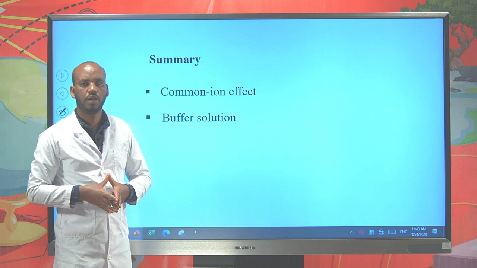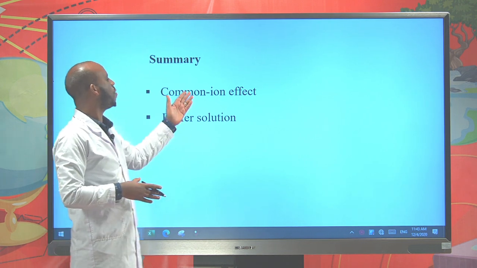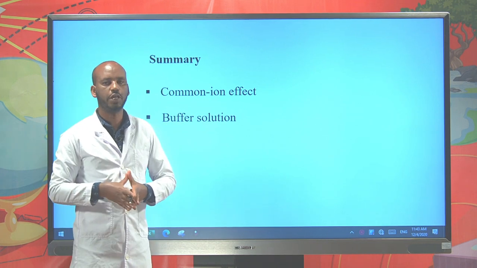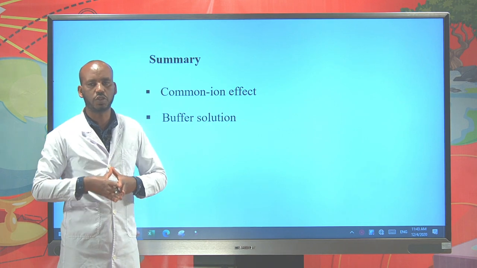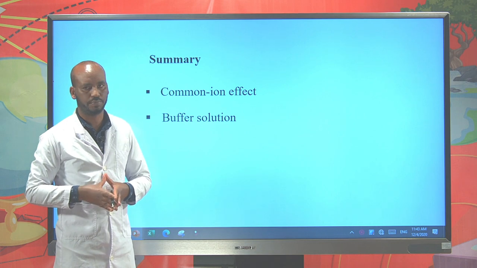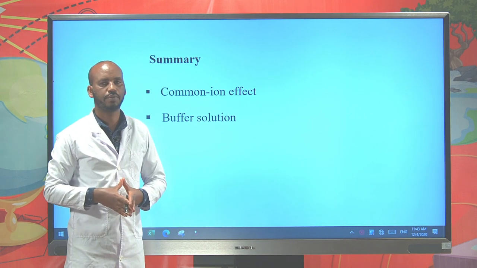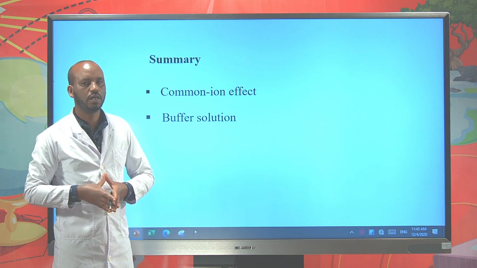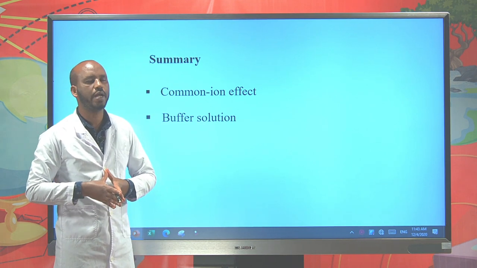Students, in today's lesson, we discussed the common ion effect. Common ion effect is the shift in equilibrium caused by the addition of a substance having an ion in common with the equilibrium mixture. Addition of a substance that provides a common ion suppresses the dissociation of a weak acid and a weak base.